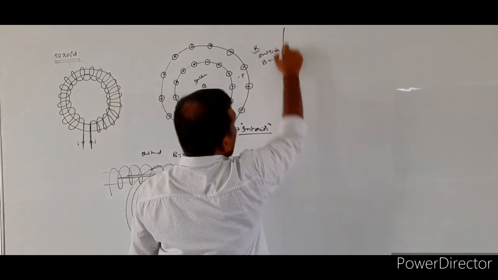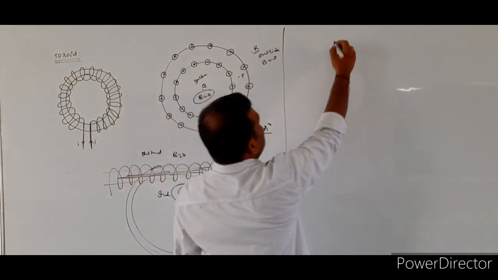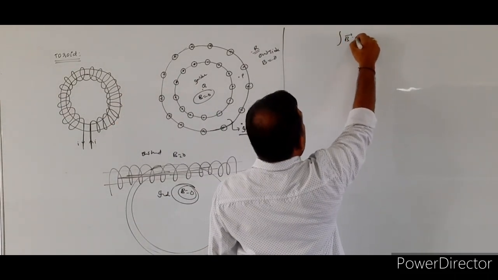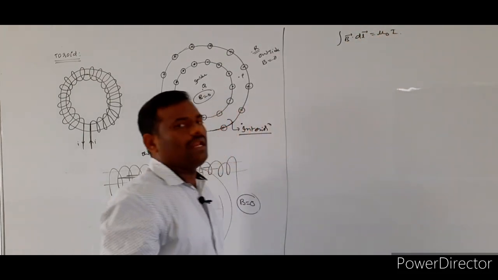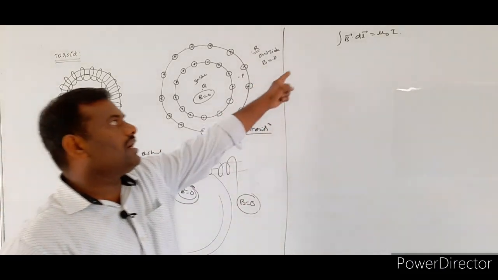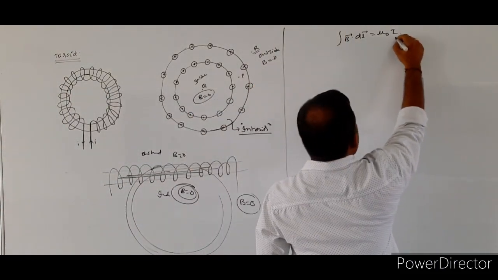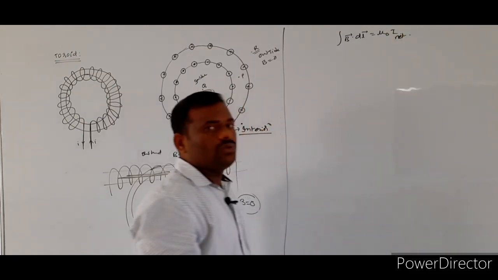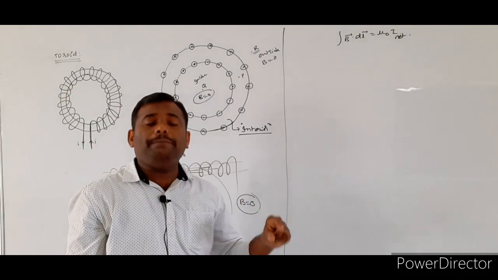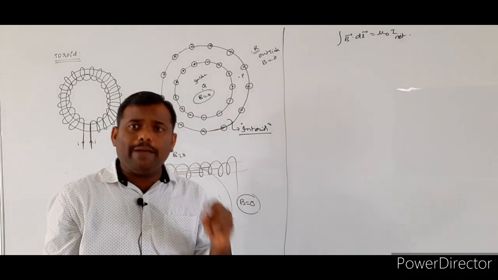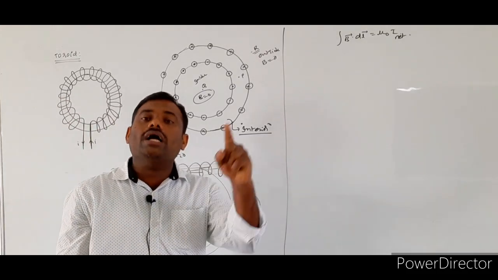For this also we have to follow Ampere's circuital law. What is Ampere's circuital law? Line integral of B bar dot dl bar is equal to mu naught into I net. So to apply Ampere's circuital law, you need a closed loop.